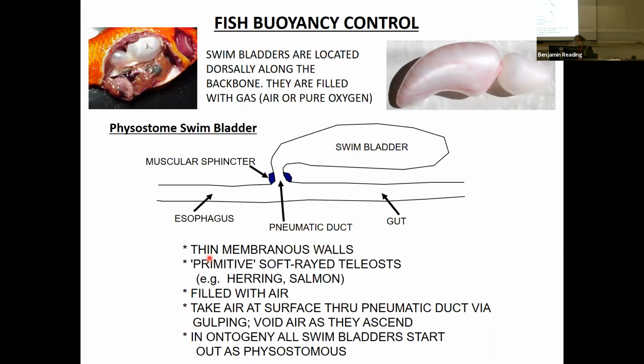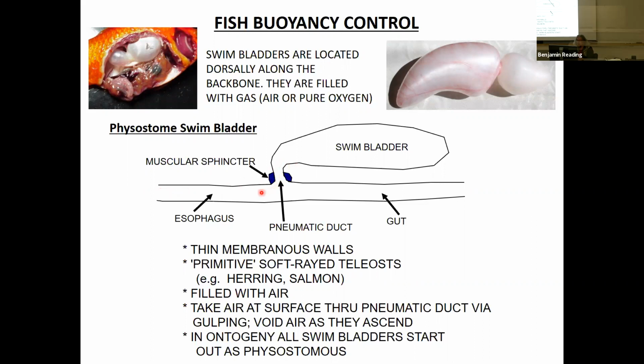So this is common in primitive soft ray teleosts, or less derived fishes, things like herrings, Clupeidae, and salmonids. And again, it's just filled with air that the fish gulps at the surface. During development, ontogeny is development, all swim bladders start off as a physostomous swim bladder. That means that even if a fish has the other type of swim bladder, the physoclistous swim bladder, which is on the next slide, they all start off like this.